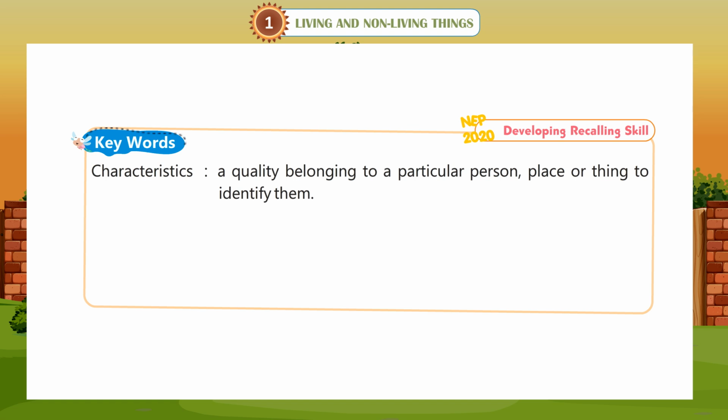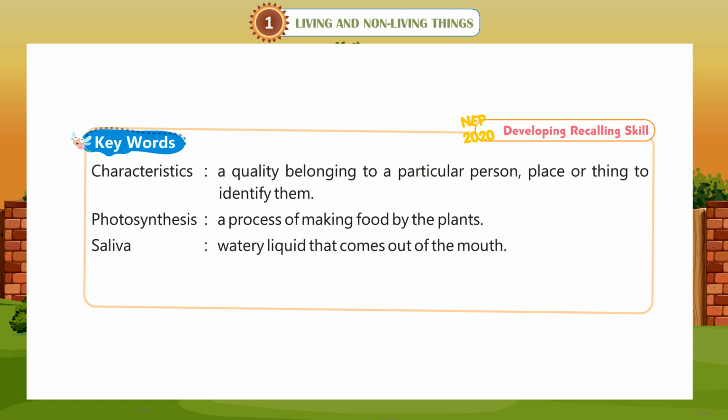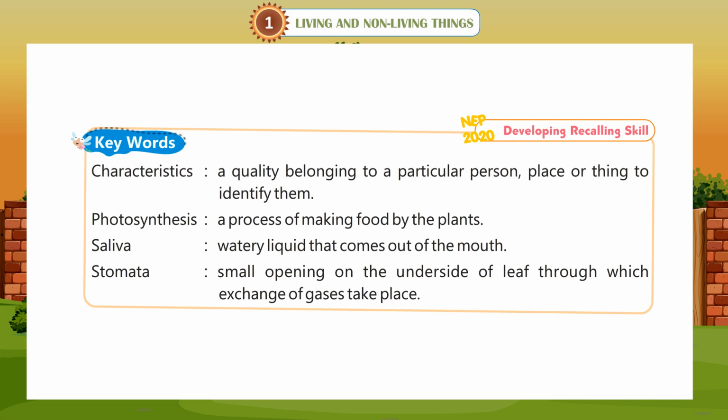Keywords. Characteristics, a quality belonging to a particular person, place, or thing to identify them. Photosynthesis, a process of making food by the plants. Saliva, watery liquid that comes out of the mouth. Stomata, small opening on the underside of leaf through which exchange of gases takes place.